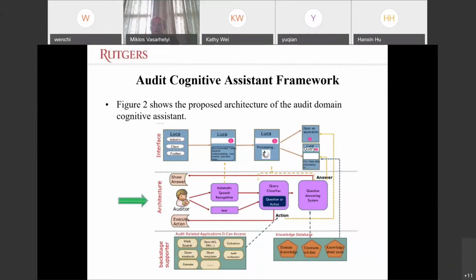The second part is the architecture. So the auditors can interact with the proposed tool by talking to it or typing the question they want to ask. So the query classifier will decide if the comment is an action or a question. If it is an action, the comment is sent back to the system to execute the required application. And if this is a question, the comment goes to a QA, the question and answering system, that will extract information from the question such as the database from the previous users.